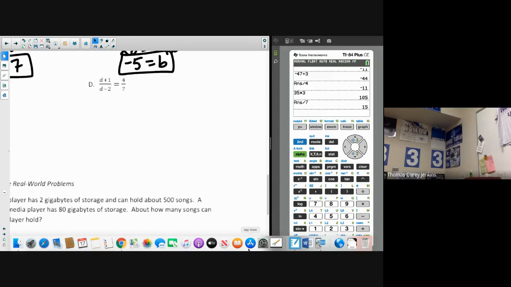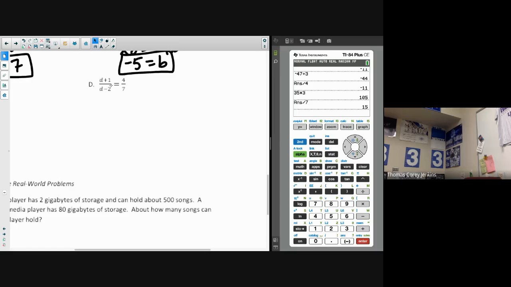So looking at D, this is a case where you would not want to try to use the shortcut that I just showed you, because D minus 2 and 7, what is their lowest common denominator? Your guess is as good as mine on that one. So we want to probably use cross products here. So we'll do that. So 4 times D minus 2 equal to 7 times D minus 1.